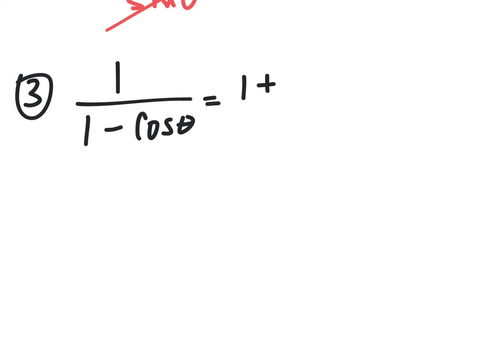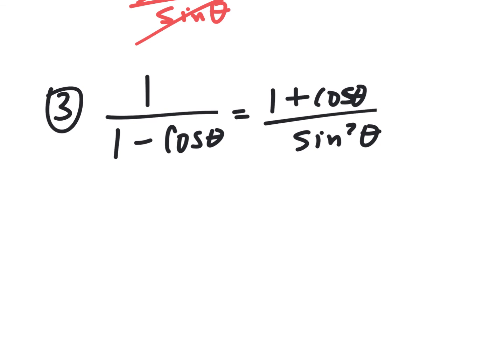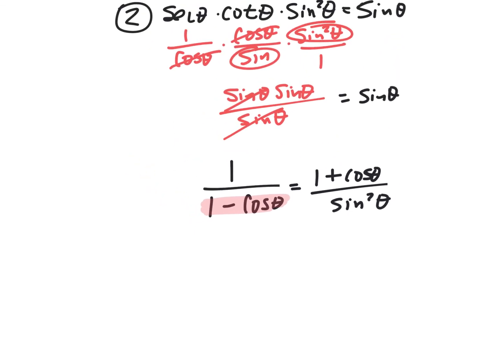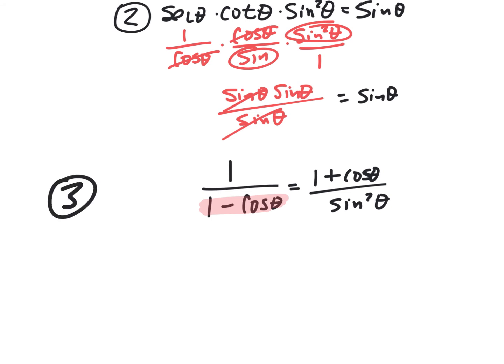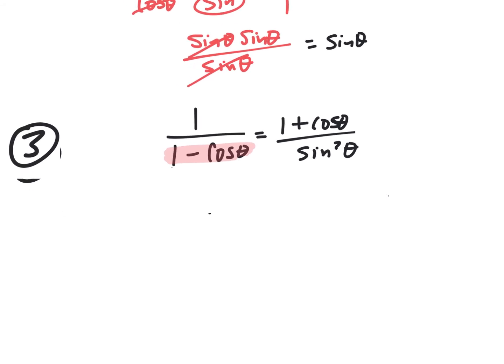Equals 1 plus cosine theta over sine squared theta. So when you use conjugates, you do that to the one that looks like this. That's where you're going to do the conjugate. All right, so let's see if you have learned how to do this well. Otherwise, I will be explaining it in a moment. Go ahead, give it a shot with your partner.